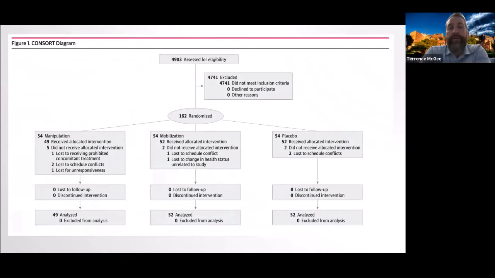So when we look down at the breakdown of the individuals, it's pretty evenly split: 54 manipulation, 54 mobilization, 54 received the placebo.